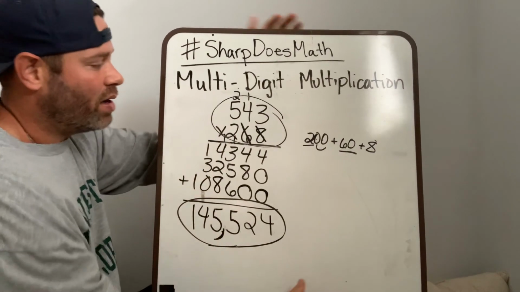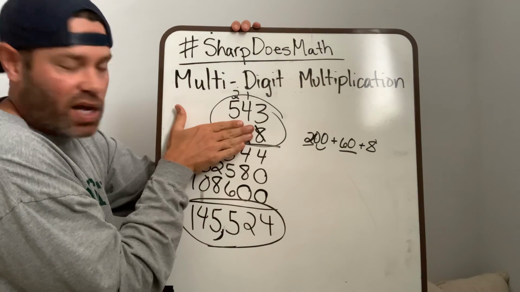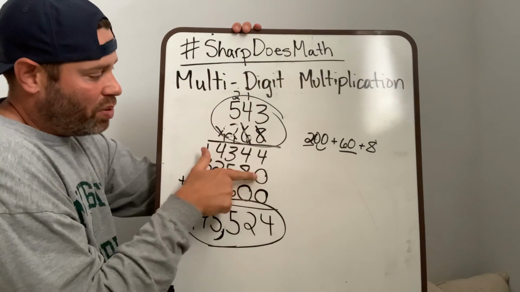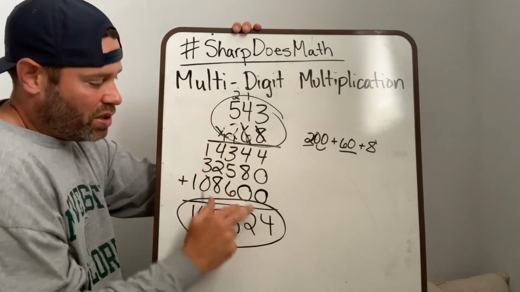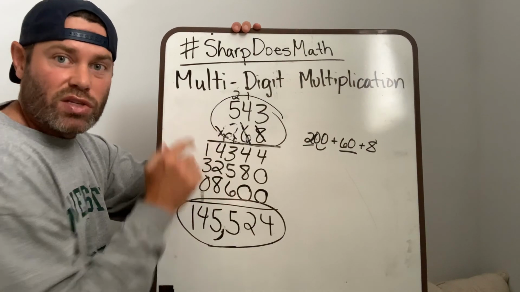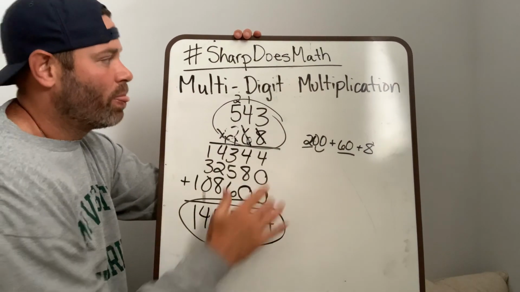Okay? So just a reminder, don't get intimidated seeing 3 digits by 3 digits. Okay? Just think about it. All you need to do is 1 digit at a time. Do the 8 first, put a placeholder, do the 6, put 2 placeholders, do the 2. Okay? Just one step at a time. All right? Hope you learned something new.